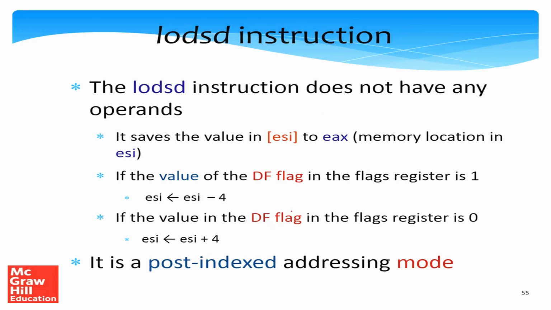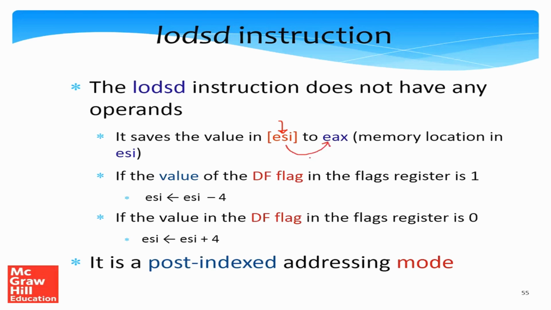The LODS instruction is a load string instruction. It also does not have any operands. What it does is essentially the reverse of the previous instruction, STOS. ESI is considered the source register, so ESI is considered to have an address, and the address within square brackets becomes a memory address. It saves the value in memory, whose address is in ESI, to EAX.